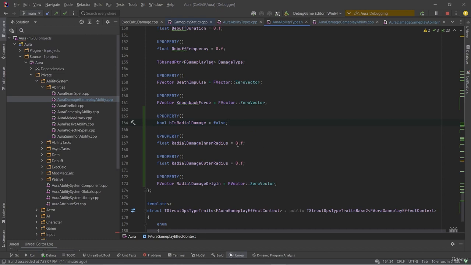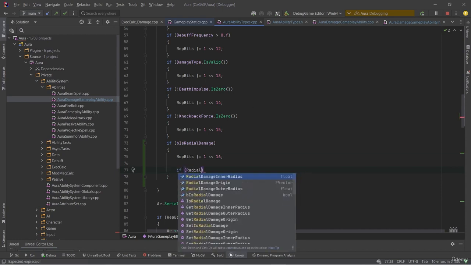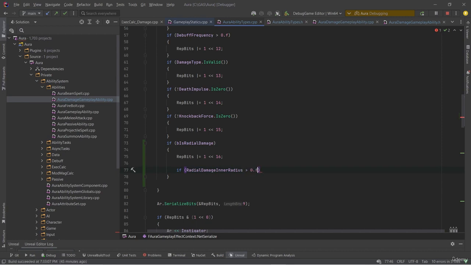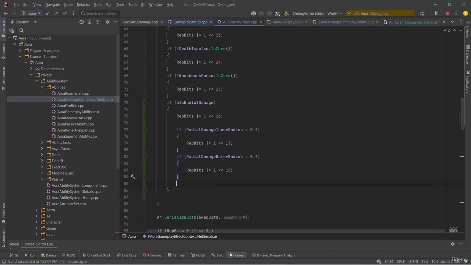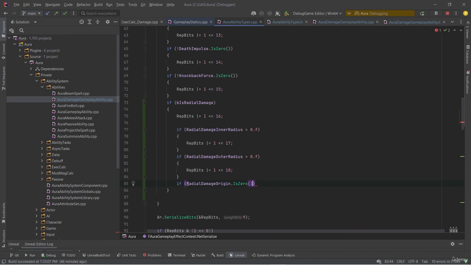So we're going to check not only are these 0 or the 0 vector, but we're also going to check IsRadialDamage as well. We can do that. We can also just check them here inside of bIsRadialDamage if we wanted to do that. We could say if RadialDamageInnerRadius is greater than 0, in that case, we can flip the 17th bit. We can also check the outer radius, so we could change this to outer and flip the 18th bit. And then we can finally check if RadialDamageOrigin dot is 0, and we can put a not here. So if it's not 0, then we'll flip the 19th bit.